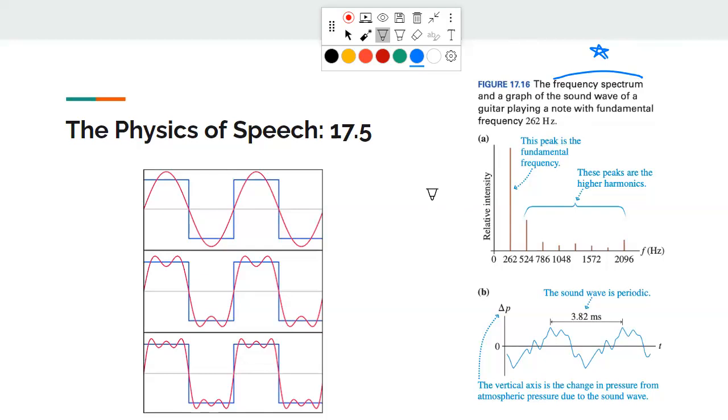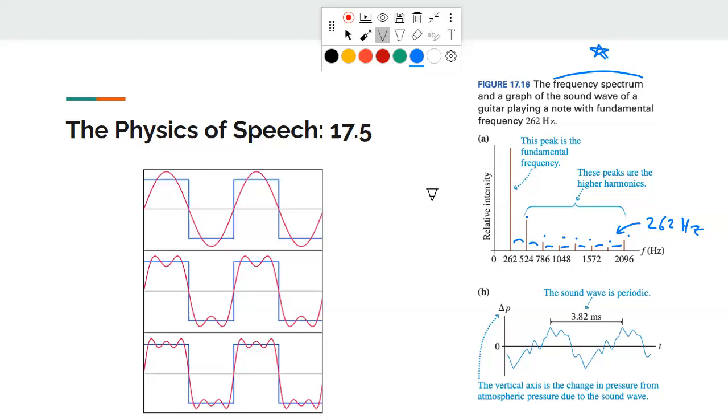And then we see all of these other peaks as they label. These are higher harmonics, and you can see they're all spaced apart by the same amount. The amount they're spaced apart by is, of course, going to be 262 hertz, because these sequential harmonics are going to have a difference equal to the fundamental frequency.